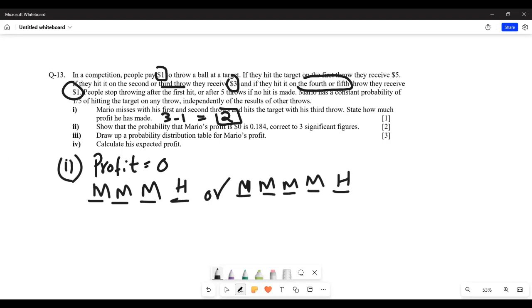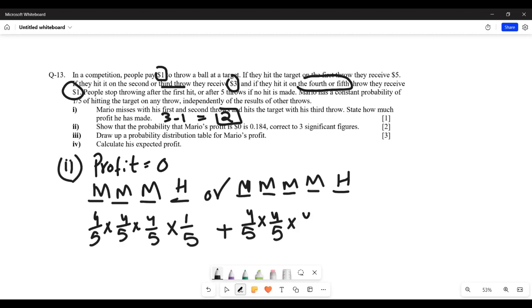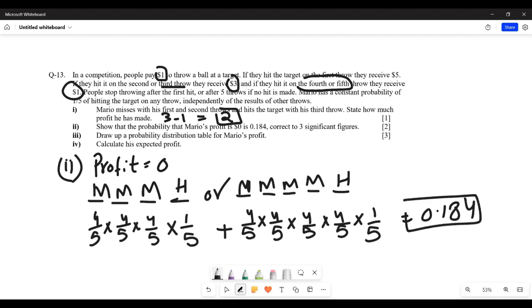So probability of hitting is 1/5, so probability of missing is 4/5. 4/5 times 4/5 times 4/5 times 1/5, plus 4/5 times 4/5 times 4/5 times 4/5 times 1/5. This should come out to be 0.184 as stated, correct to three significant figures.